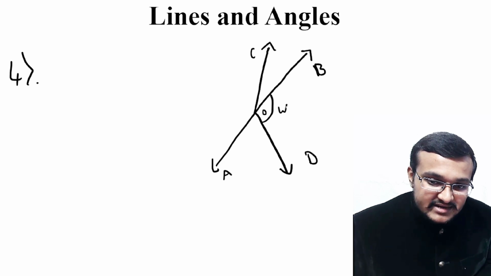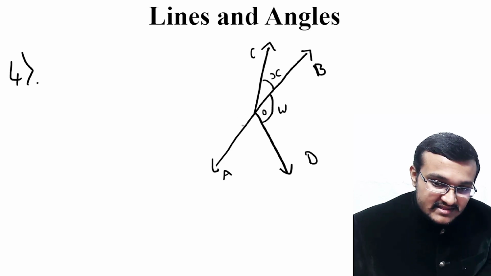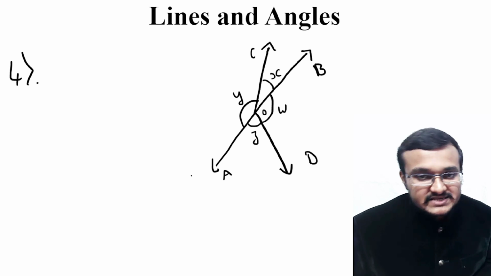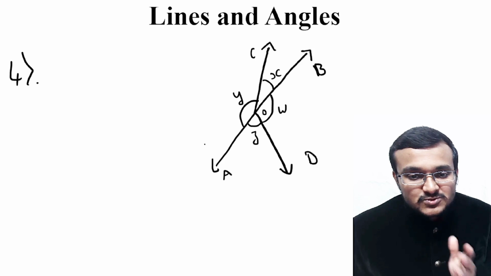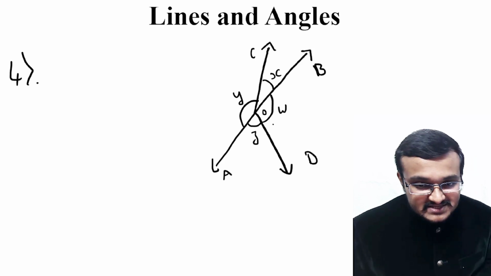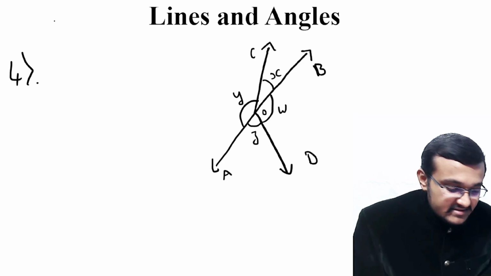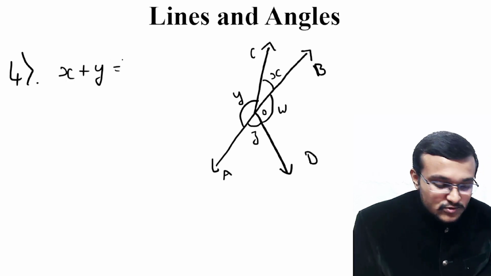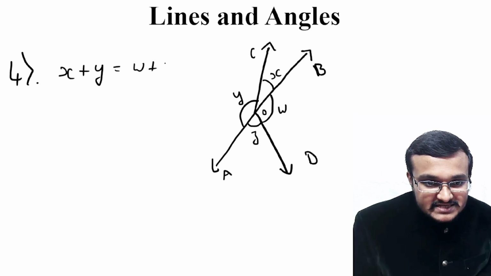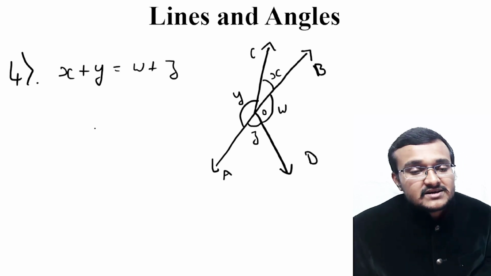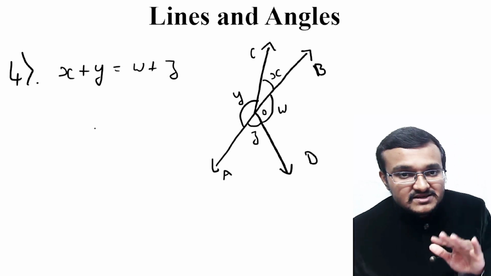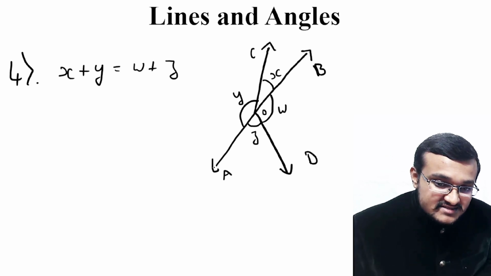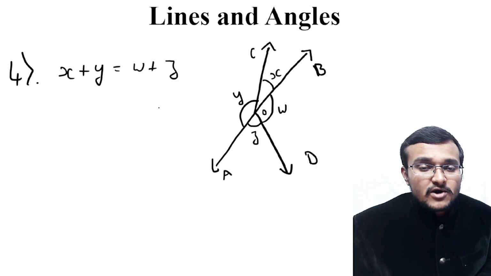This angle they have named as W, this angle as X, this angle as Y, and this angle as Z. So they have named W, X, Y, Z, and the center point is O. Here they have given one condition, that is X plus Y is equal to W plus Z. Based on this information you have to prove that AOB is a straight line. Now how to prove this?